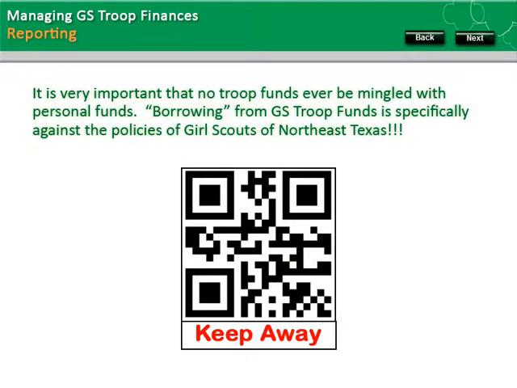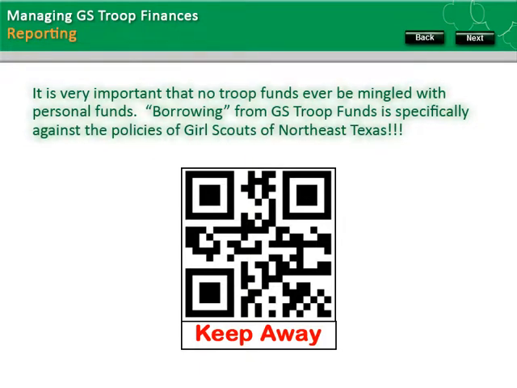It is very important that no troop funds ever be mingled with personal funds. Borrowing from GS troop funds is specifically against the policies of Girl Scouts of Northeast Texas. This practice almost always leads to mishandled funds.